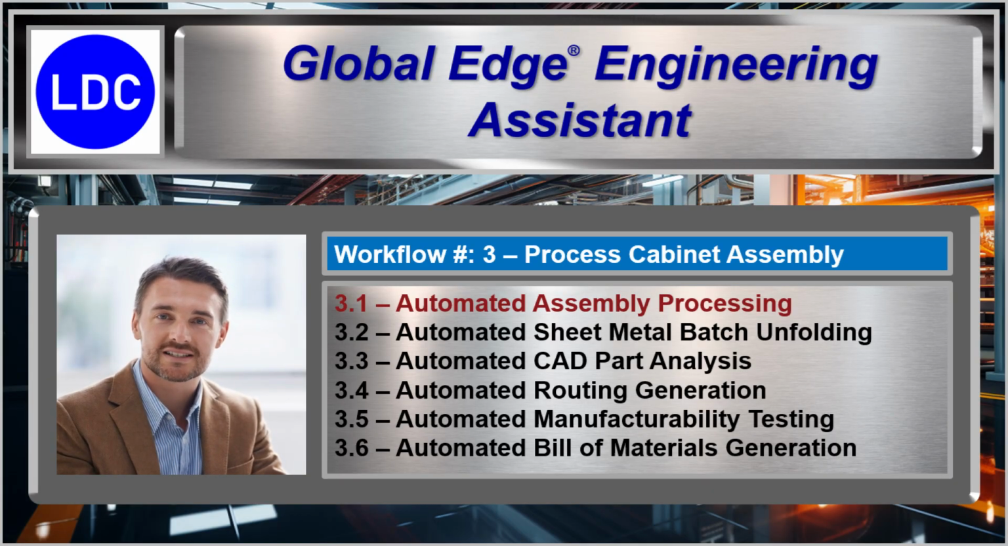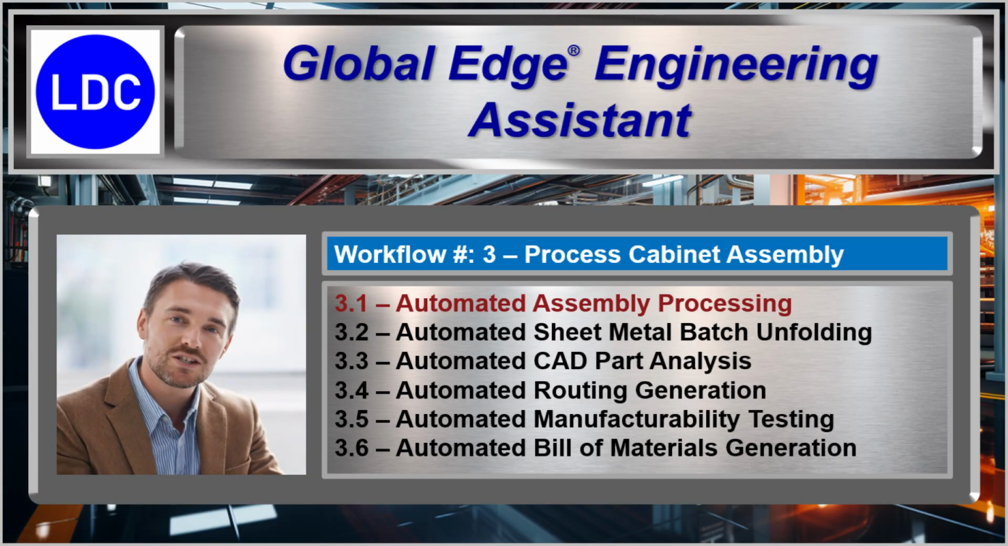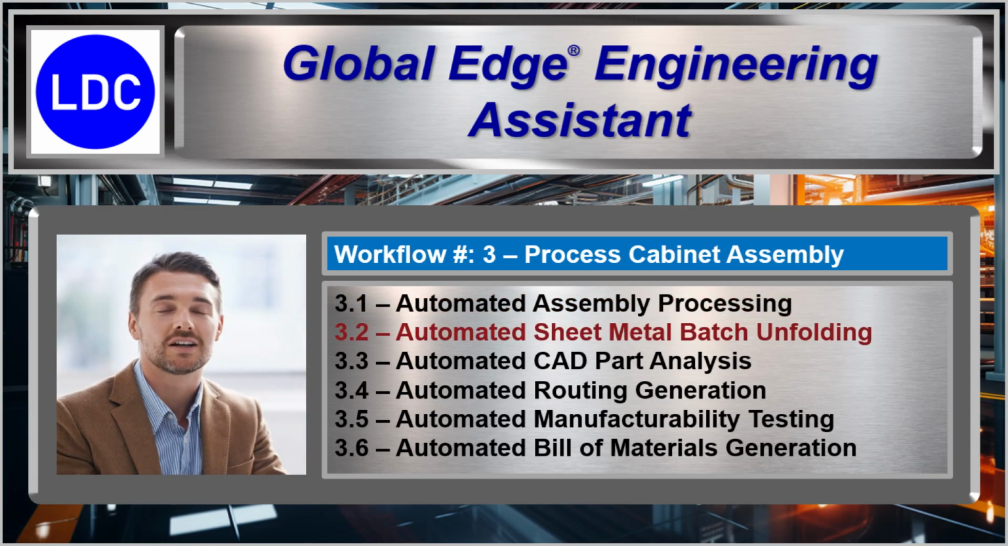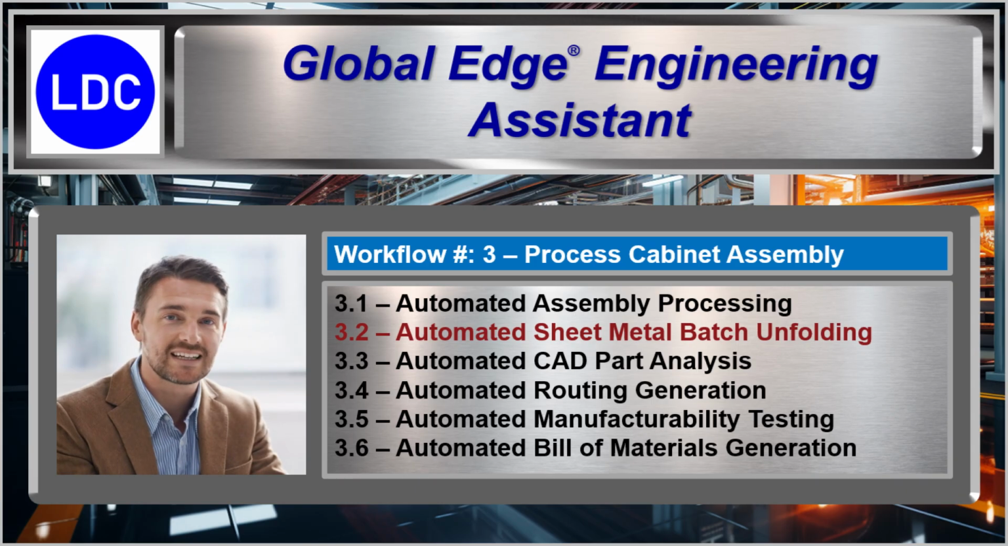Automated assembly processing automates the processing of SolidWorks CAD model assemblies to prepare each of the sheet metal components ready for production. Automated sheet metal batch unfolding automates the unfolding and generation of DXF flat files for small to large batches of SolidWorks sheet metal parts, including the automated incorporation of extended data to drive automated CAM program generation.